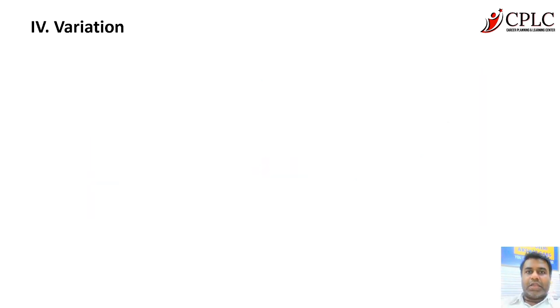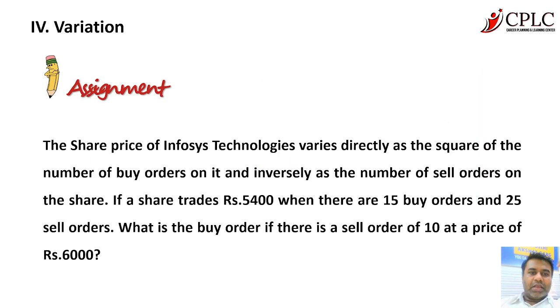Got it? Now let's move on to the next question. The share price of Infosys technology varies directly as the square of the number of buy orders and inversely as the number of sell orders. So there are two things which are happening. Direct proportion here, inverse proportion.